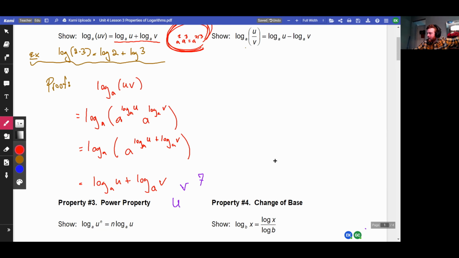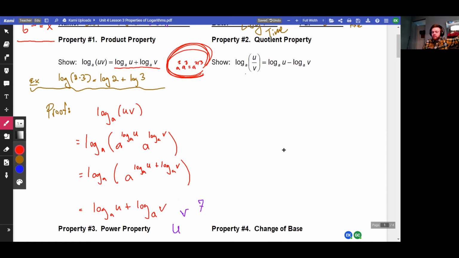All right. The quotient property. Now that we've done the product property, I really encourage every single person to pause and try to do this one, because it's going to be very similar. Here's your chance to pause and try this proof yourself. All right, let's do it.